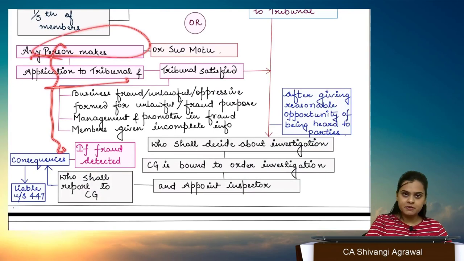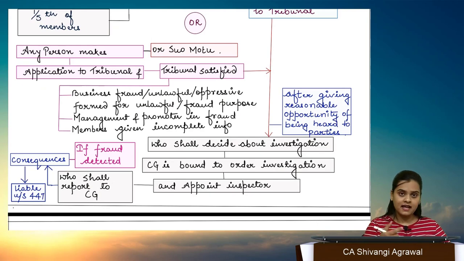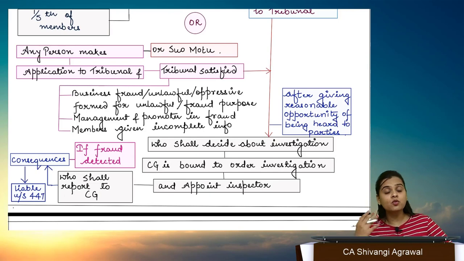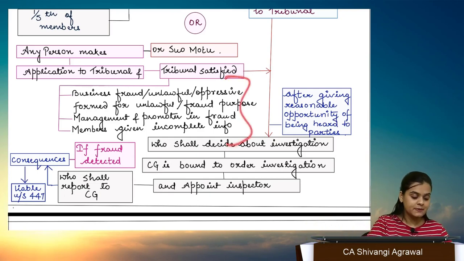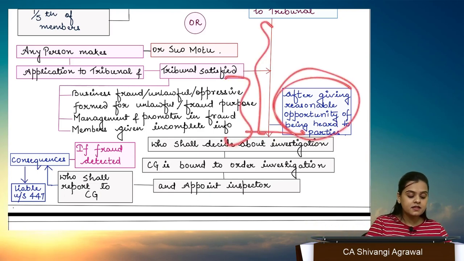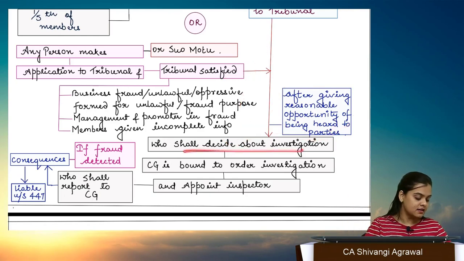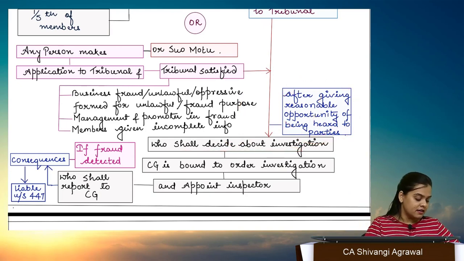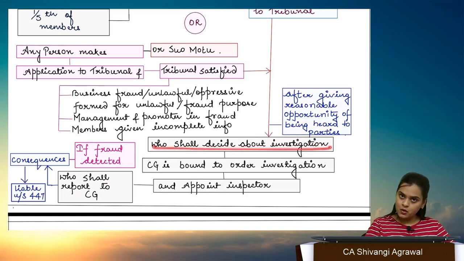Or any other person can make an application. But when any other person makes an application, the tribunal has to be satisfied of any fraud, any unlawful activity, any oppression: the company is formed for an unlawful purpose, the management or the promoters are involved in fraud, or the members are not being given complete information. In such situations, the tribunal, after giving a reasonable opportunity of being heard to the parties, then decides whether investigation should be carried out or not.